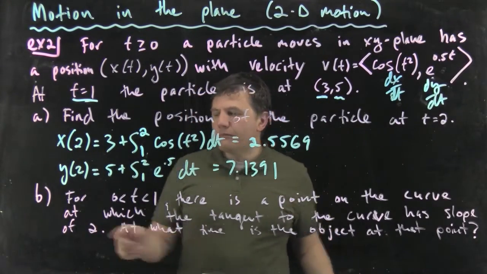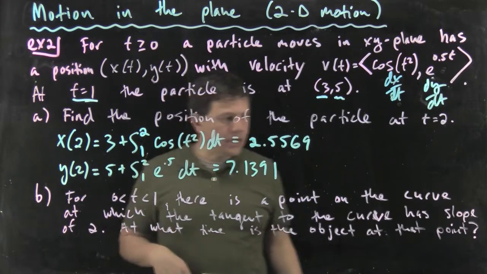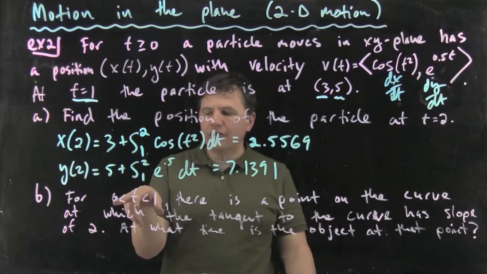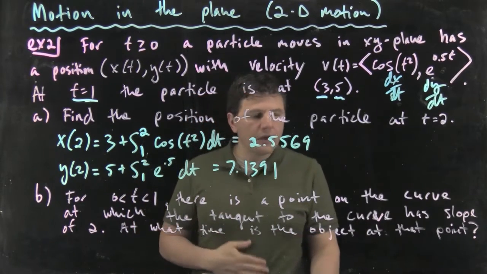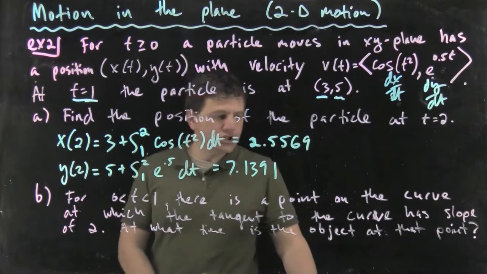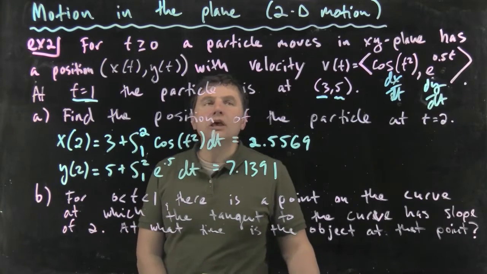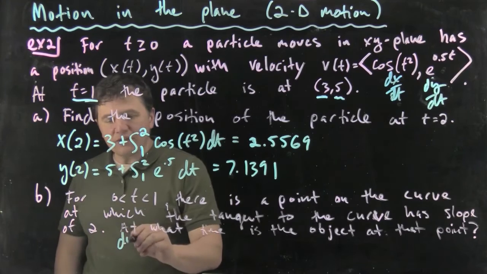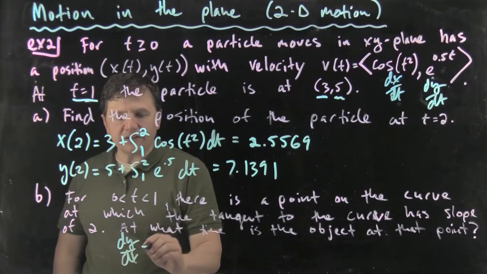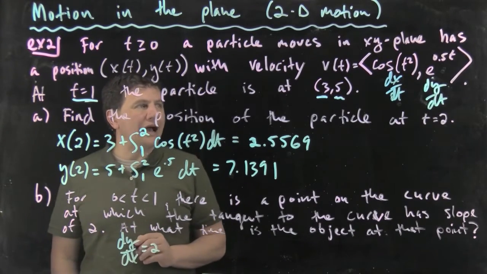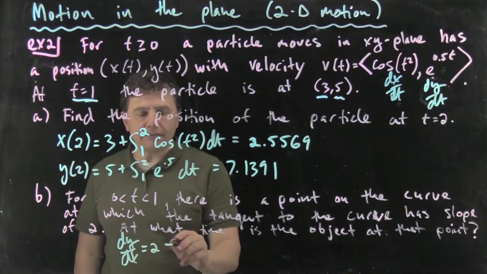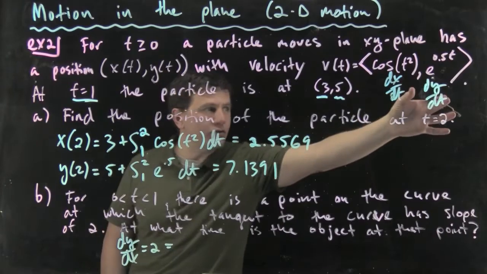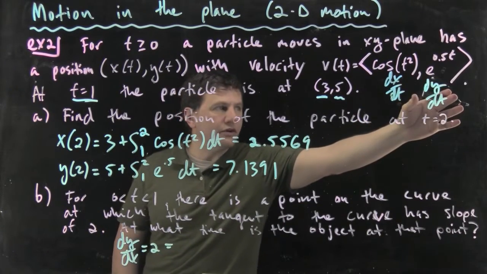Okay. Now for this part B, hopefully I have enough room down here. For what value for a time 0 to 1 is the point on the curve at which the tangent to the curve has a slope of 2? So I want to know when the slope is 2. In other words, I want to know when dy over dx is equal to 2. Now realize that this is my y, and remember, this is already the derivative. So we don't have to take the derivative, it's already in that form.